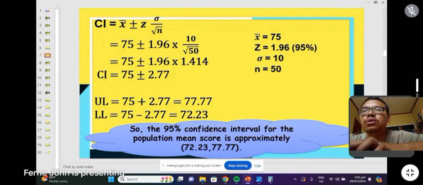Okay, so we can say now that the confidence limits or the confidence boundaries of the confidence interval are 72.23 and 77.77. So we can also say that we are 95% confident that the population mean score lies between the confidence interval 72.23 to 77.77.